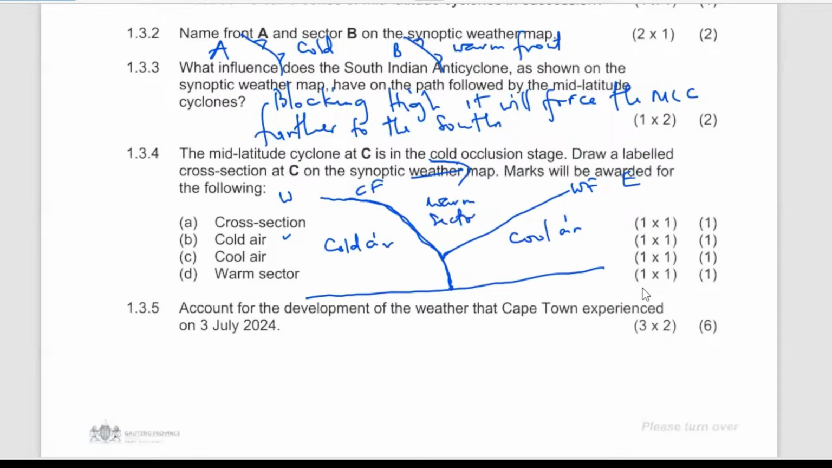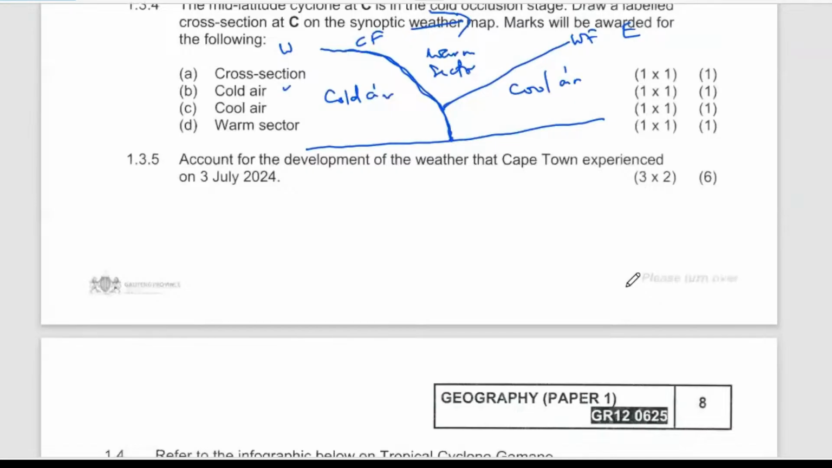It's cold air behind the cold front, and in between the warm front and the cold front, there is a warm sector, which is a zone of warm air being uplifted. Then there is cool air ahead of the cold front like this. That is basically what qualifies you to get the 4 marks for the illustration. Right, moving on to the next question.